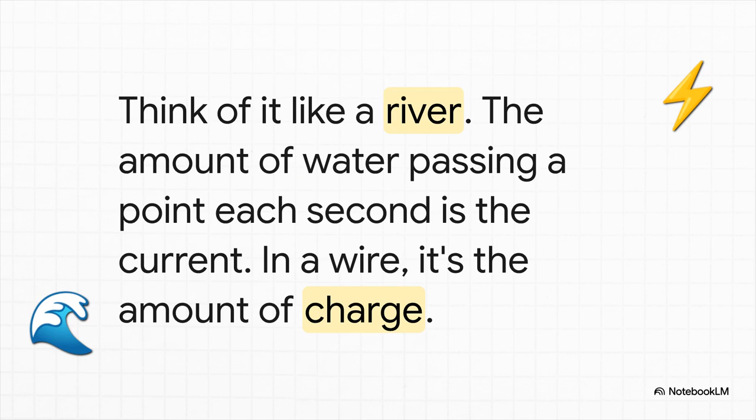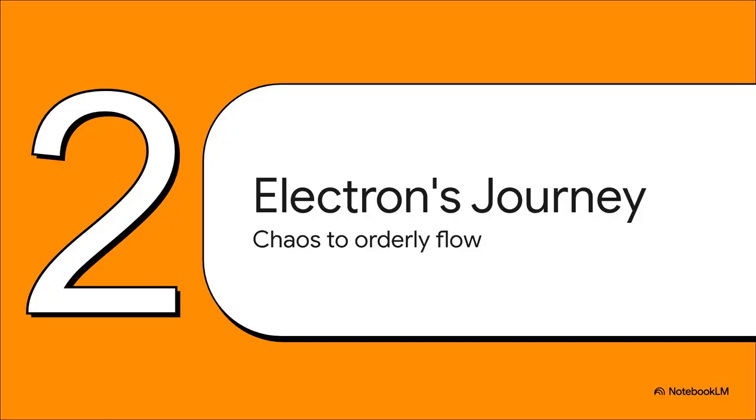Probably the best way to get your head around this is to picture a river. The river's current isn't about how fast a single water molecule is moving. It's about how much water, how many gallons flow under a bridge every single second. It's the same thing in a wire. It's not about one electron, but the total amount of charge flowing past. So if current is a river of charge, how does that river actually start flowing? To see that, we've got to zoom in, way in, down to the microscopic level of one single electron. And this, right here, is where our chaos to order story really kicks off.